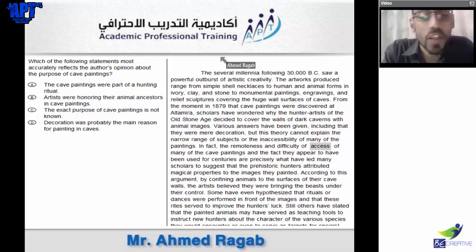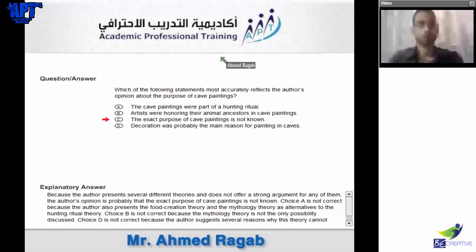That's odd somehow. So the only one that expresses the whole idea is that the exact purpose of cave painting is not known. They don't know. They have assumptions about the hunting, assumptions about the artists, assumptions about anything. That's what he said. He took guesses. Very nice. Because the author presented several different theories. Now, what's the meaning of theory? Theory means we're not sure yet. It's a theory about something.